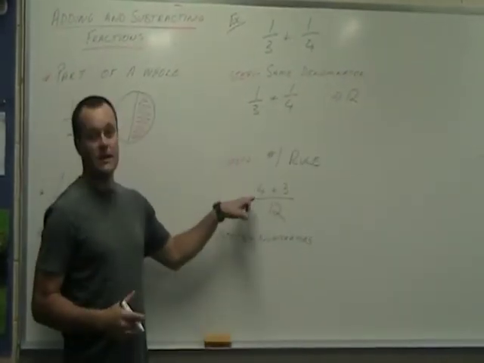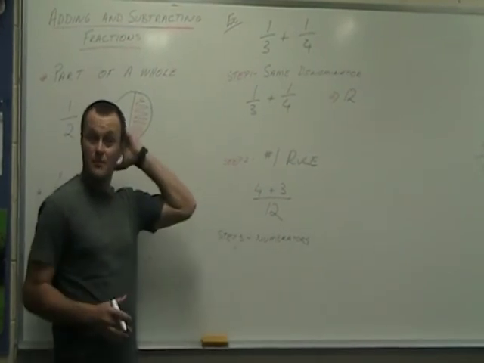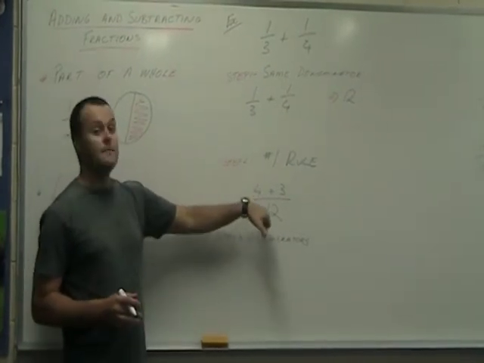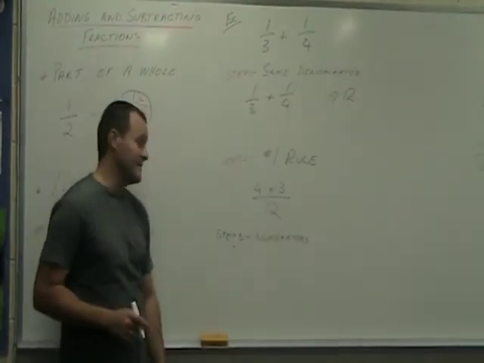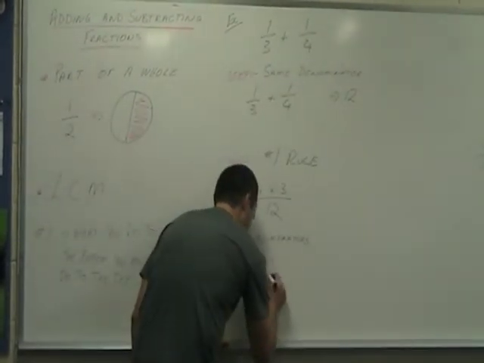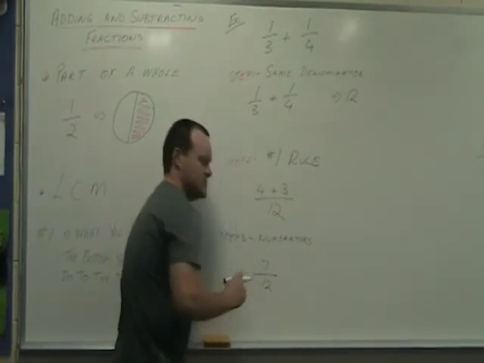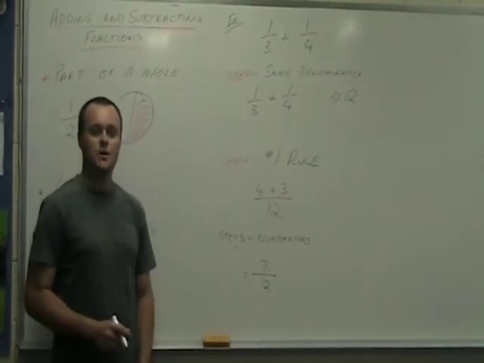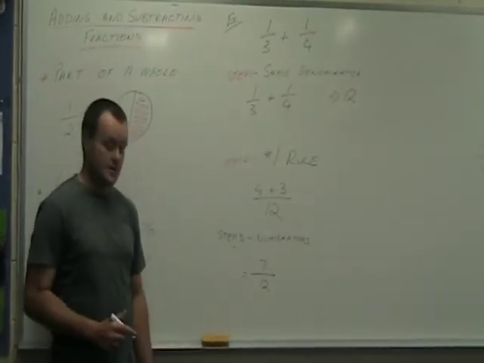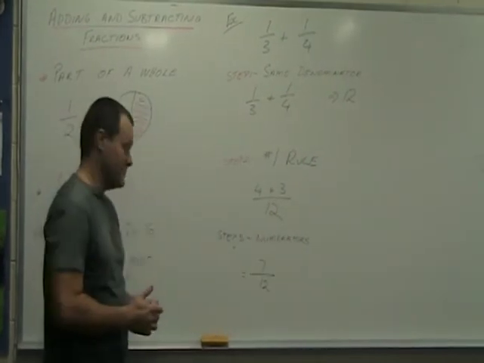Okay? Now I've written it in our example a little bit different to what I've got on my web page. But 4 plus 3 then gives me 7 over 12. Okay? 7 twelfths. Nice and simple. Let's look at one more example.